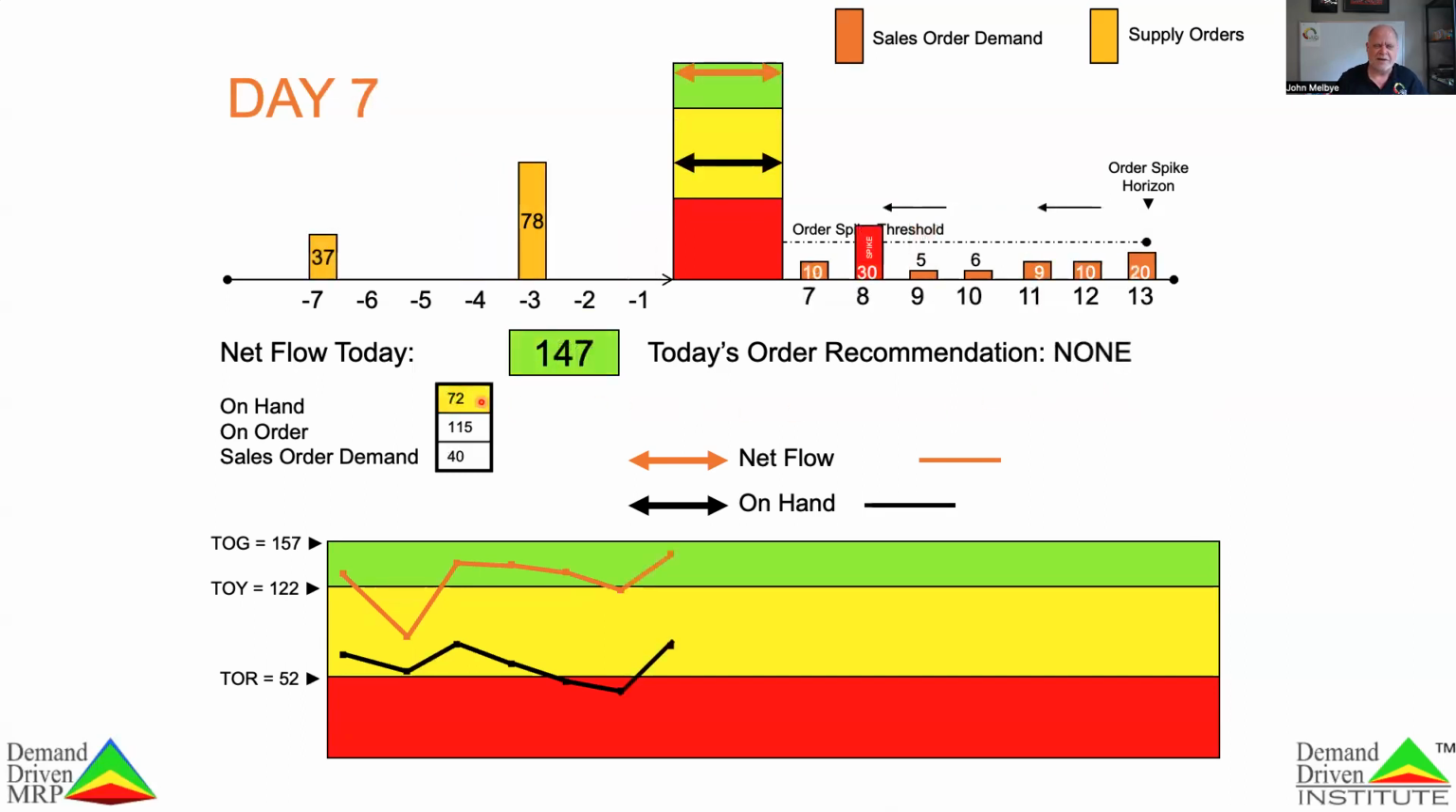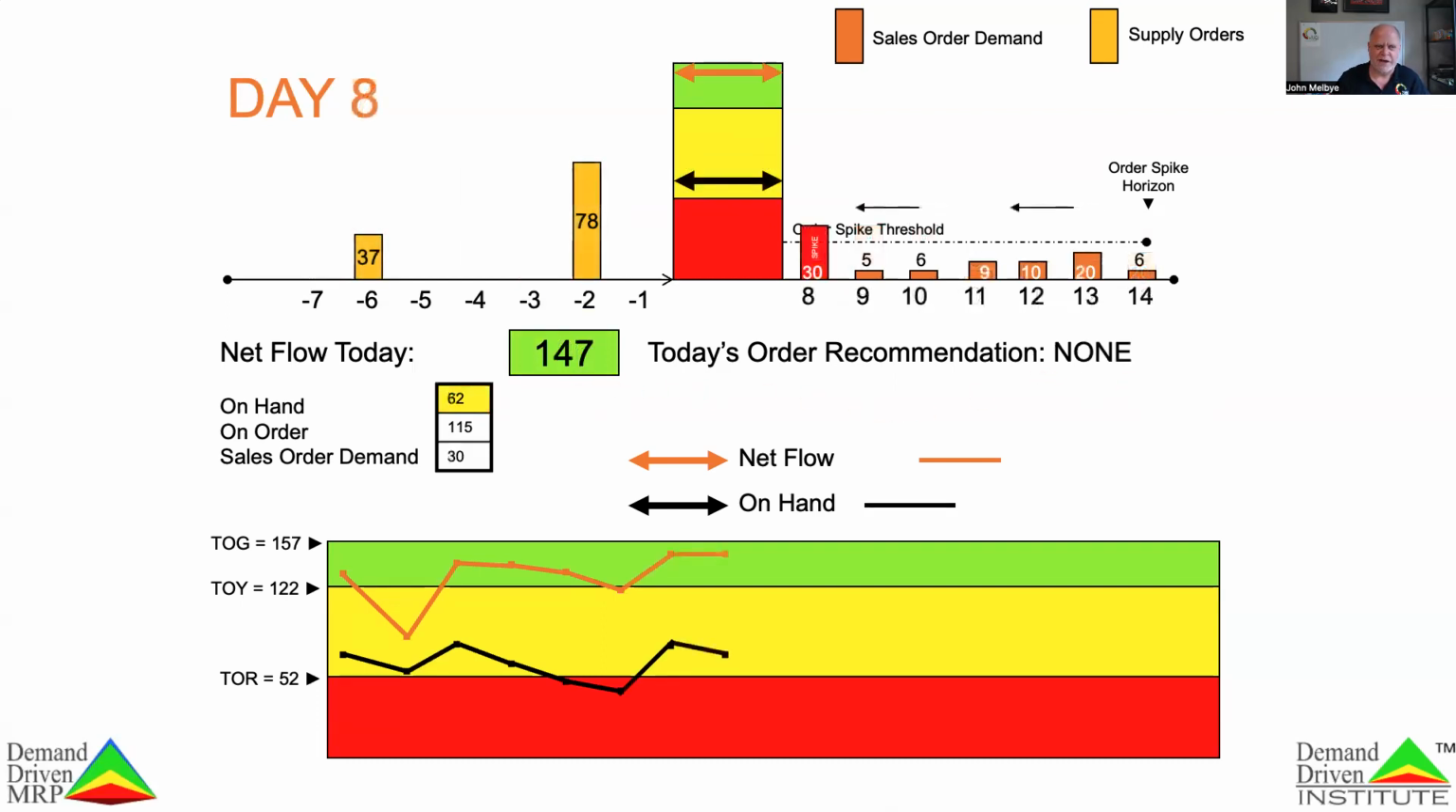37 come in, 9 ship out. So our on hand jumps on day 7 to 72. Our on order still 115. Sales order demand at 40 because we're shipping 10 plus we have the spike. Our net flow is 147. So in the green, we won't place an order today. Day 8, net flow still 147 in the green, and we can go through each of the items.